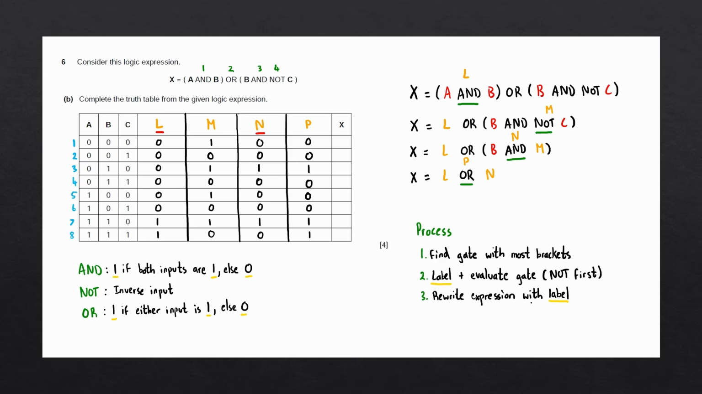Let's rewrite the logic expression one last time. Now we can see that X is equal to P, so we're going to copy the entire column for P into the output column X. And this question is completed.